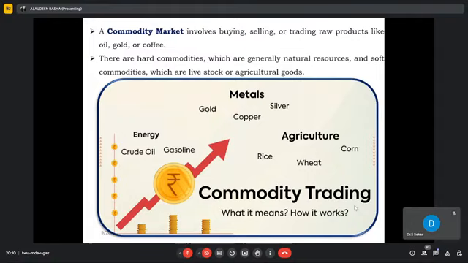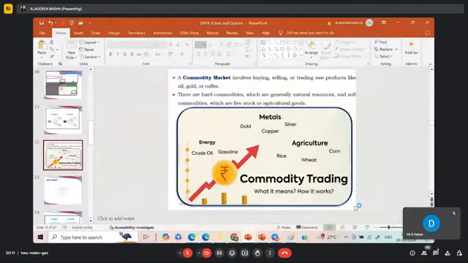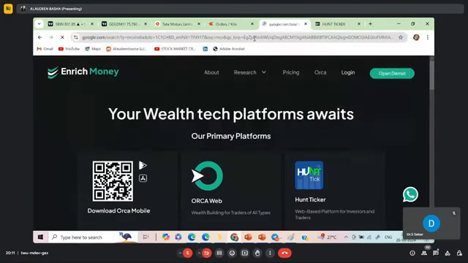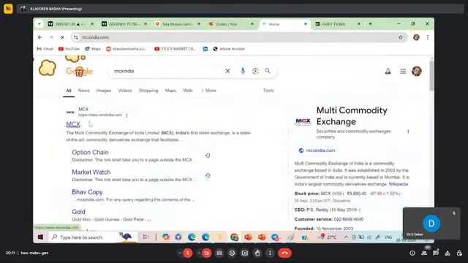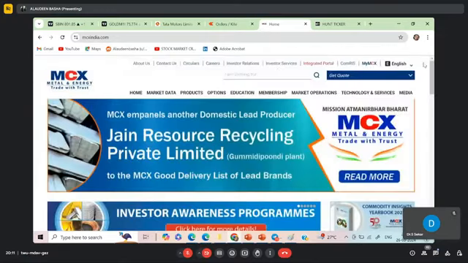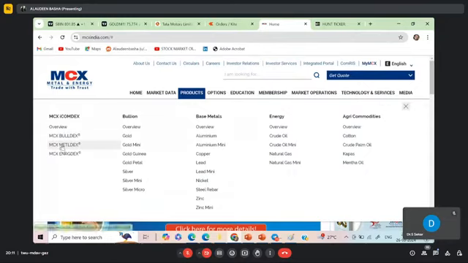All the commodity markets are under the control of MCX, like NSE and BSE for the stock exchange. Similarly, MCX is for commodity indices. Just refer to mcxindia.com. This exchange is exclusively for multi-commodity indices. All the commodity product details will be available on this website. Just go to the products section: gold, silver, copper, aluminum, crude oil, cotton, natural gas, everything is available here at mcxindia.com.